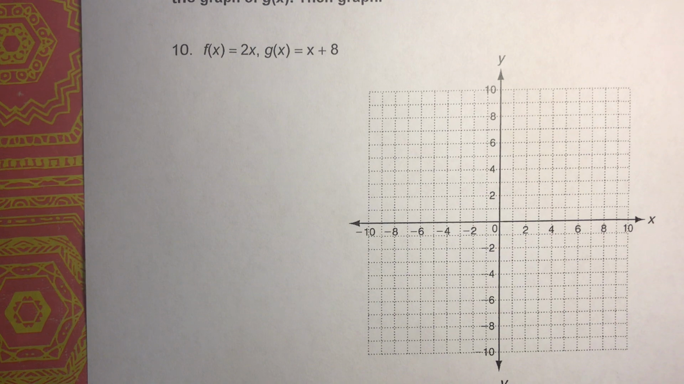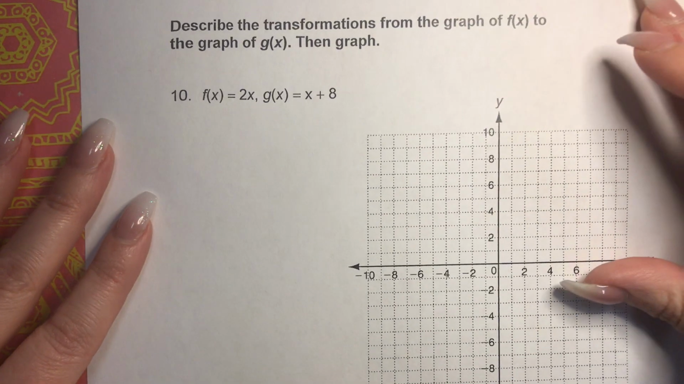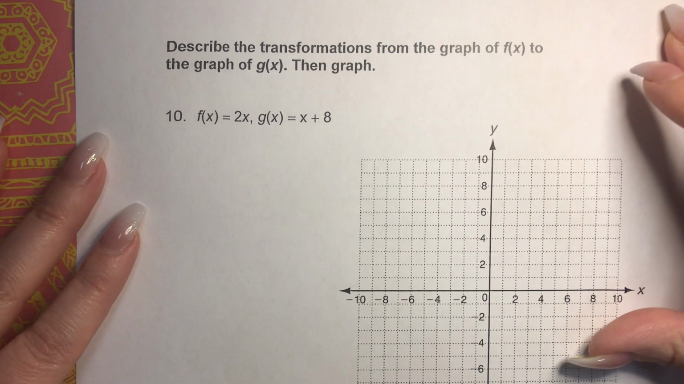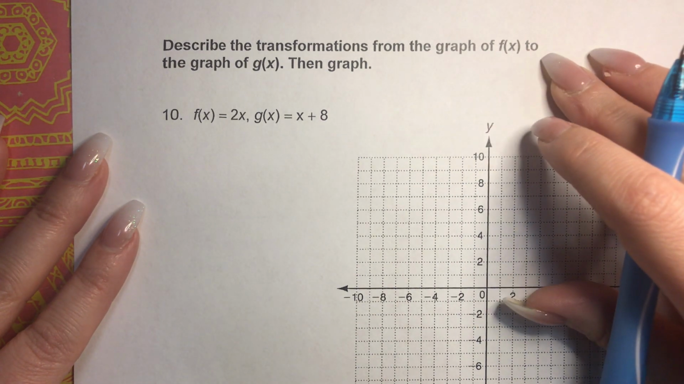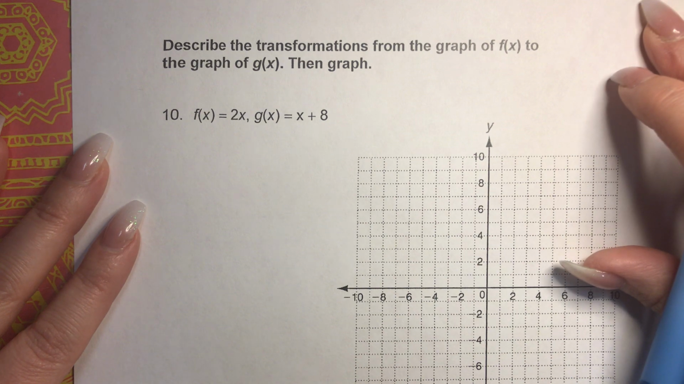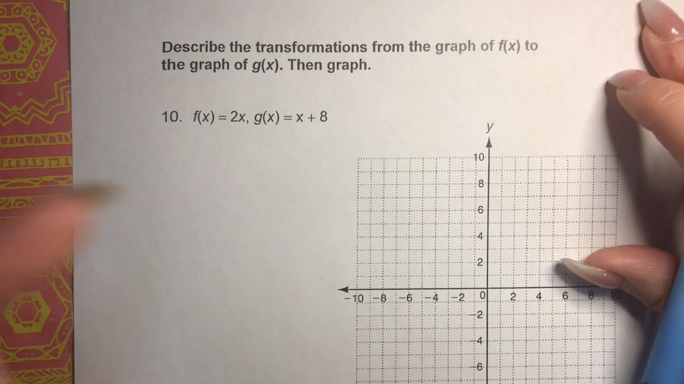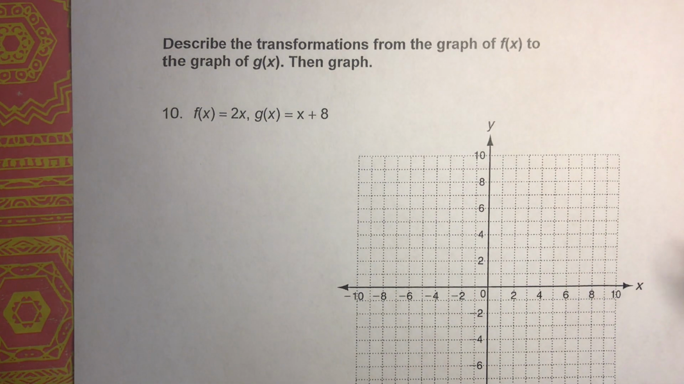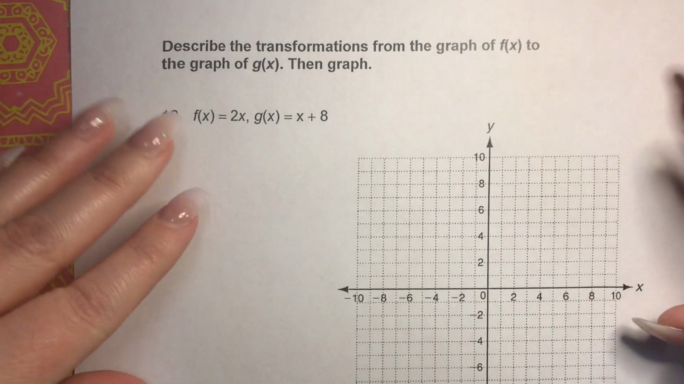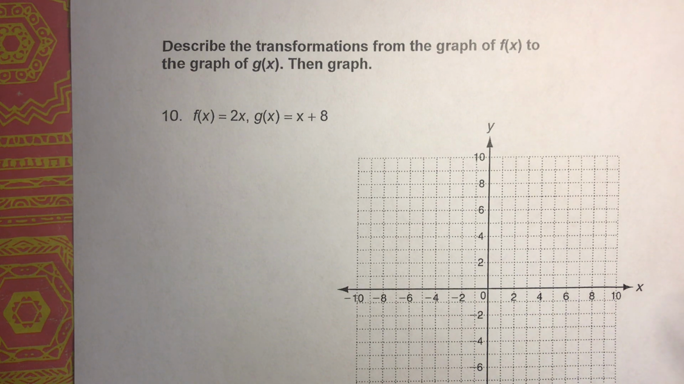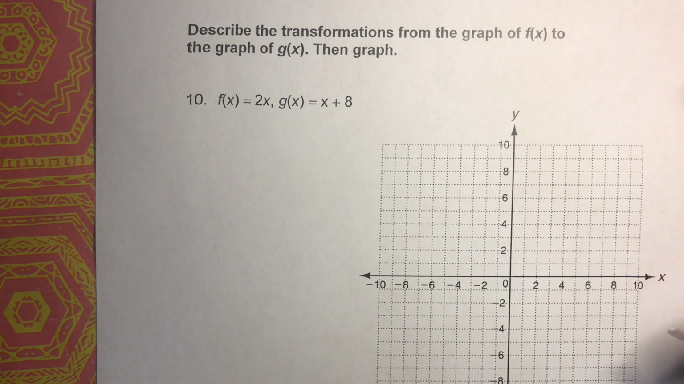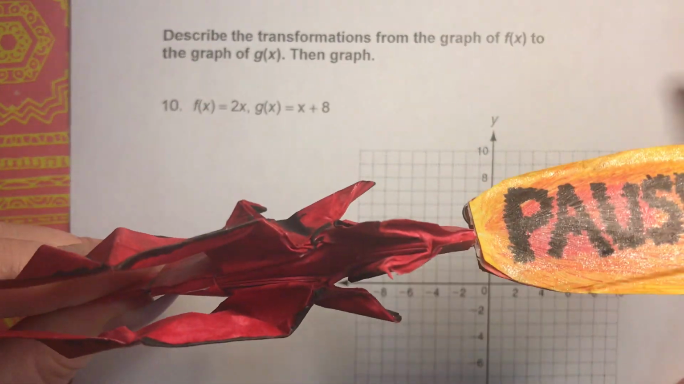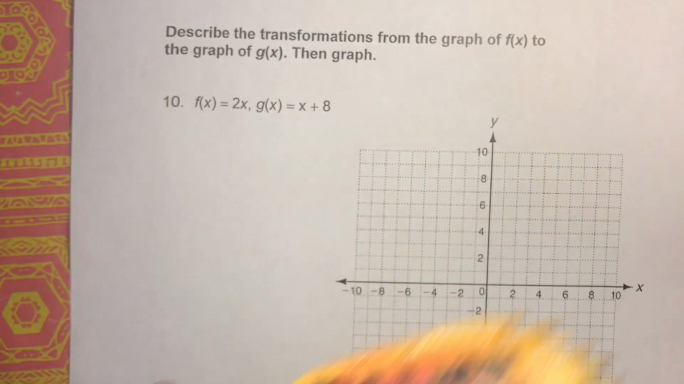Okay, this looks like fun. Let's see. Describe the transformations from the graph of f of x to g of x. Okay, so you start here and then you go here. Okay, so I want you to go ahead and try this out on your own, okay? Go ahead and try 10 and 11 on your own. So pause your device. When you get done, press play and we'll talk about it. All right, see you in a bit.